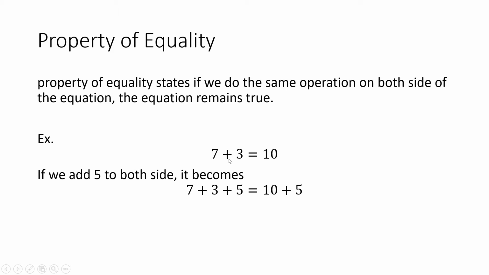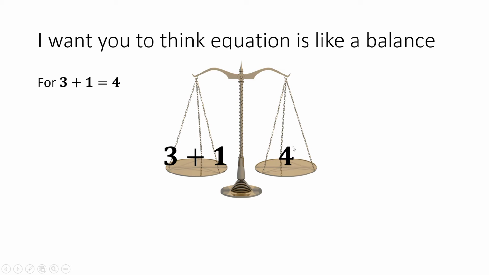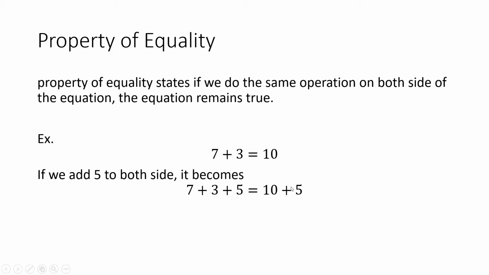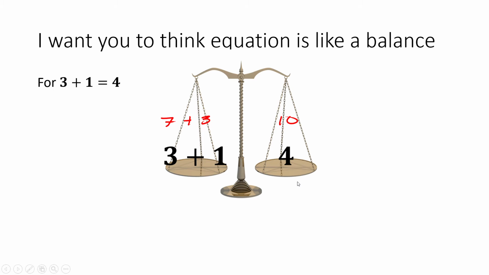An example is 7 plus 3 is equal to 10. So going back to the balance, 7 plus 3 will be here and 10 will be here. If you add 5 on both sides of the balance, the balance remains equal. And when it's equal, that means the equation is true.